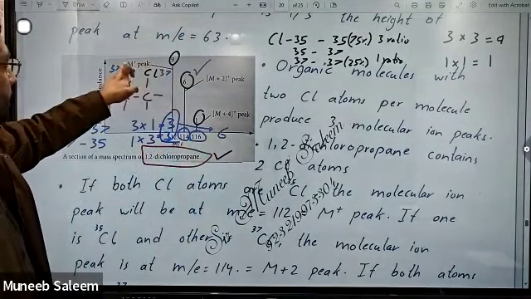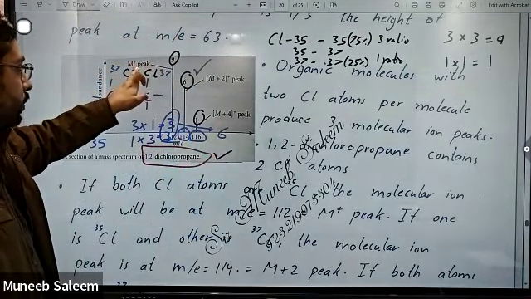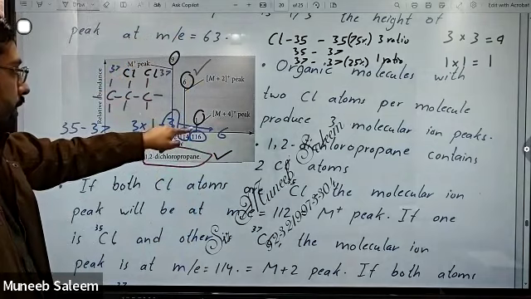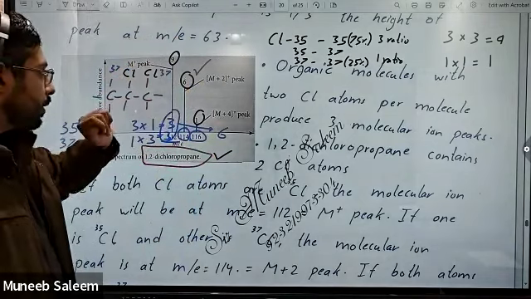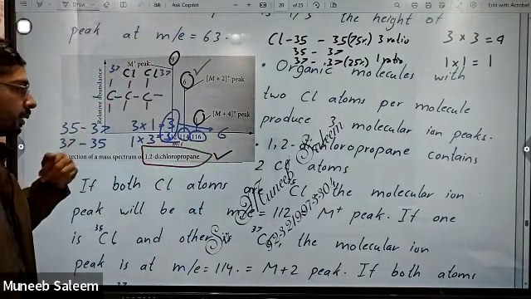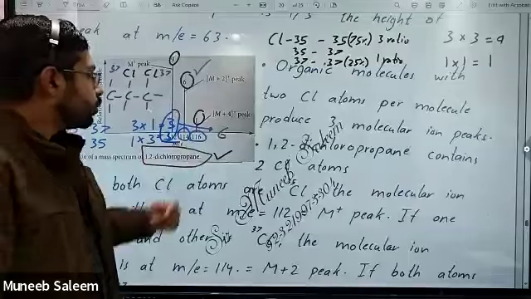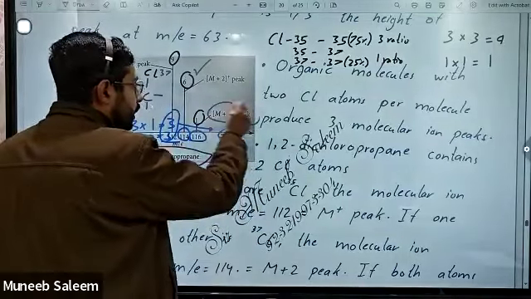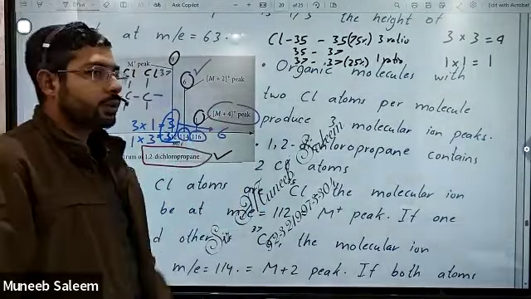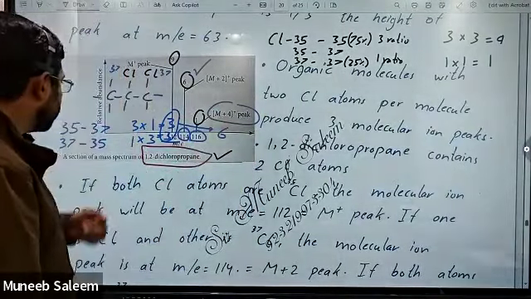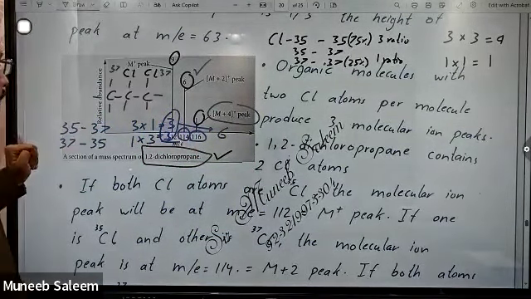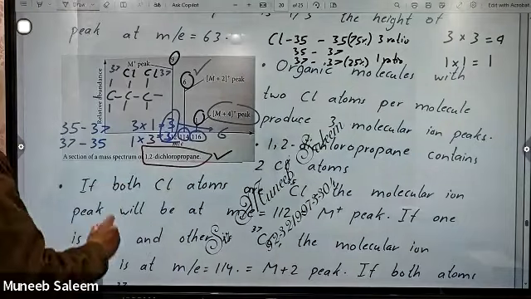Now here you can see the M plus peak belongs to the compound containing both of the chlorine 35. The M plus 2 peak is provided when one of the isotopes is 37 and the other is 35. And the M plus 4 peak, now that's a new thing here. How do we get the M plus 4 cation? M plus 4 cation is provided when both of the isotopes are 37. They are basically compared with that of the chlorine 35, 35.